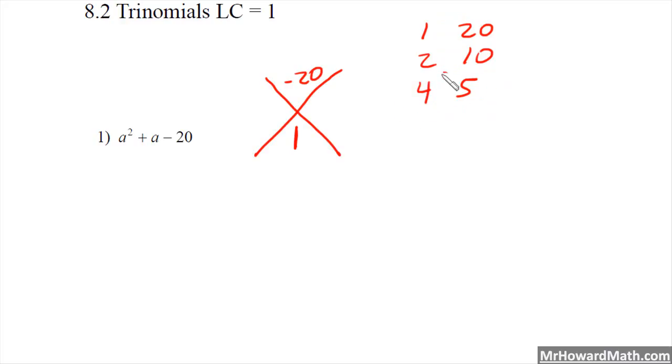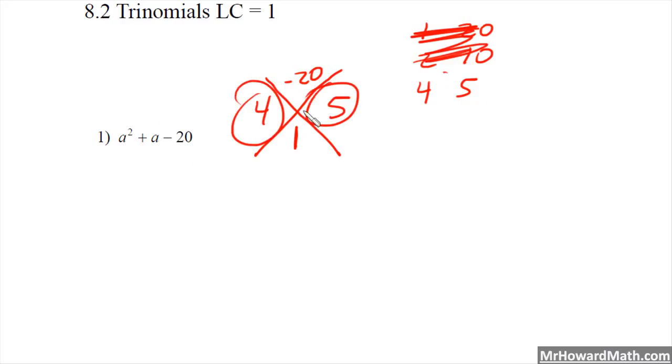So then I need to apply my signs. I'm going to go ahead and mark these out because I know these are my two. So I'm going to write them right here, 4 and 5. It doesn't matter, I could write 5 here, 4 here. Now I need to apply my signs. I need to multiply to a negative 20, so one of these has to be negative. One needs to be positive, one needs to be negative.